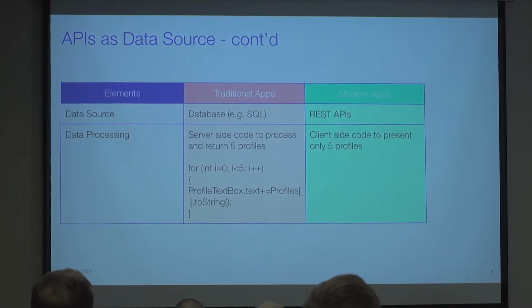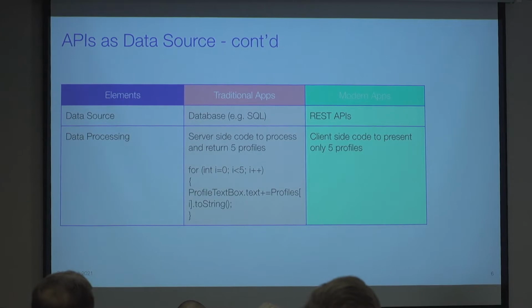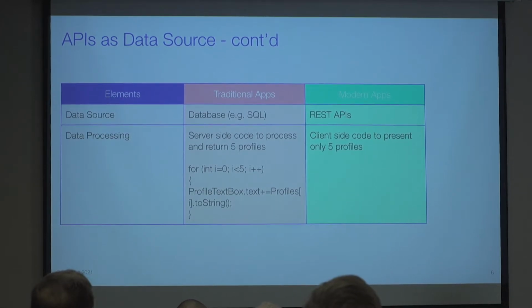For modern web apps, it's on the client side, right? So the clients control which profile you want to display. The data is already there on the client side, and the client can write JavaScript and run it to decide what to display. So the main point here is that the data source has shifted left.